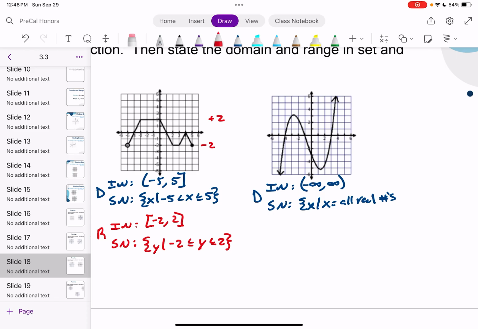Our range, on the other hand, in interval notation is going from negative infinity to positive infinity. Although it does loop back towards the bottom and then comes back up again, in this case the range will still not be affected. In set notation, we would have y such that y is equal to all real numbers.